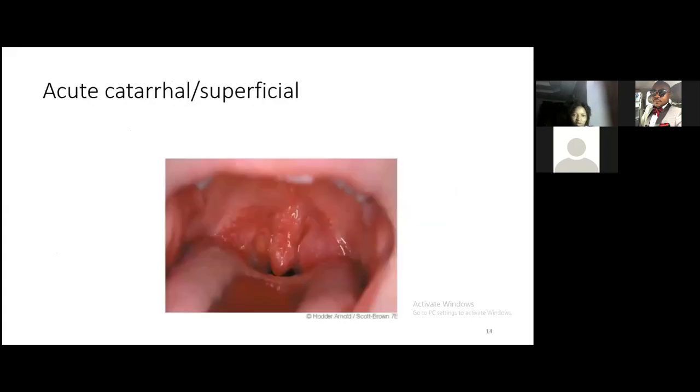Now, the acute catarrhal superficialis, this is usually the common one we see, and is caused by virus mostly. And usually the tonsils are enlarged, usually without the presence of exudates. It's just enlargement, an area of hyperemic region over the pharynx and then the tonsils.